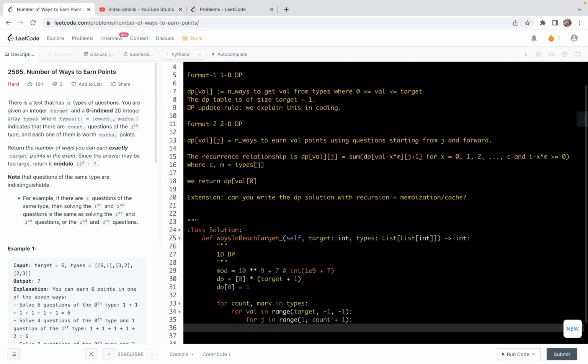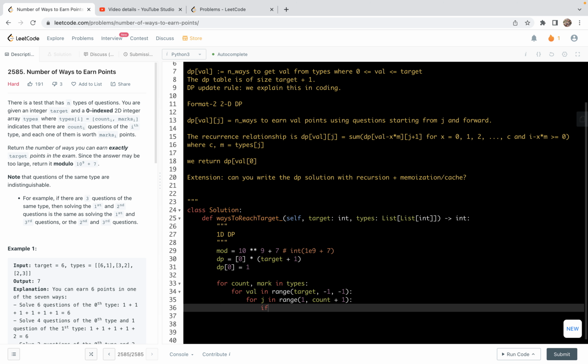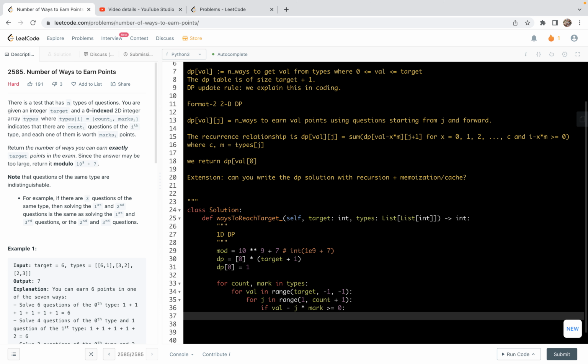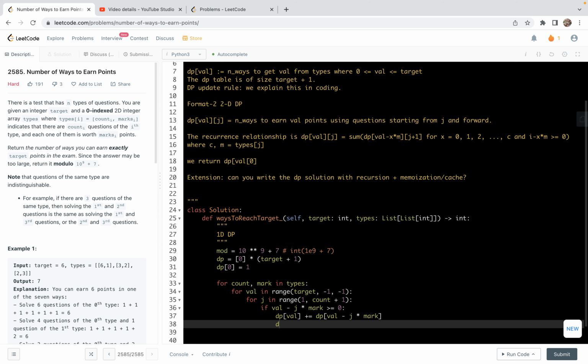we're going to use target, then we are going to use an increment of -1. That is, we decrement by 1. So we end at 0, so we write -1 here. And then we're going to see how many current type questions we can use. So for j in range 1, at most we have this number of current type questions. So let's write count plus 1 because the end is not included. So we end at count.